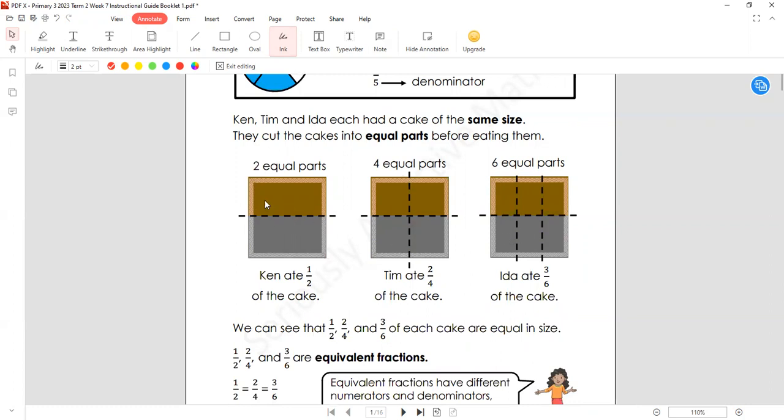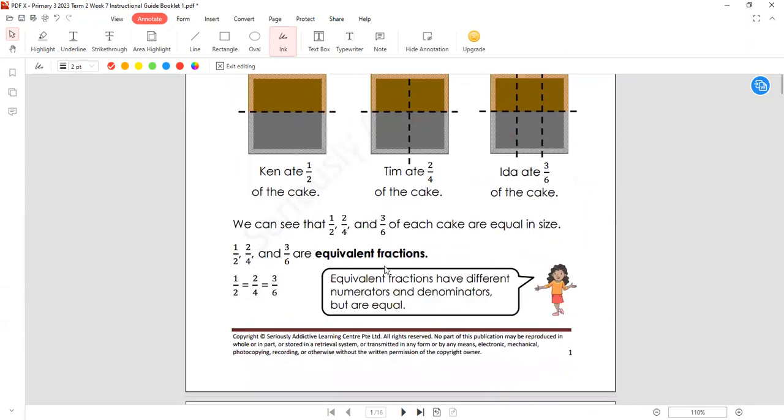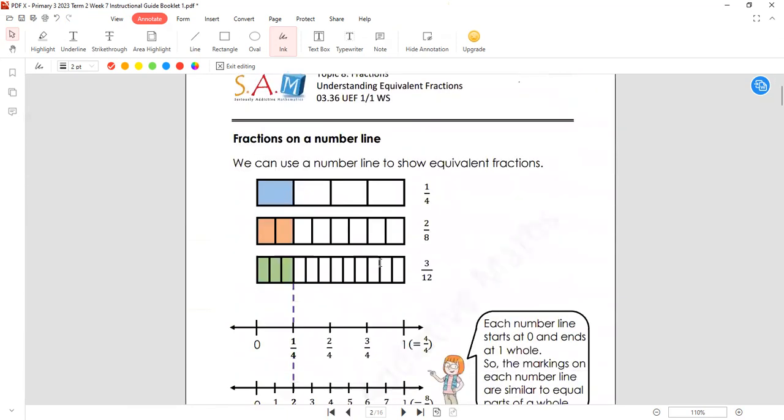If students are able to see this, ask them to look at the brown parts. It's quite clear that the size is equal. So half of the cake is also the same as 2 out of 4 of the cake, and is also known as 3 out of 6 of the cake. It is really a matter of how many parts the cake is cut into, but the portion is the same, right? So we say that 1 half, 2 quarters, and 3/6 are equivalent fractions.